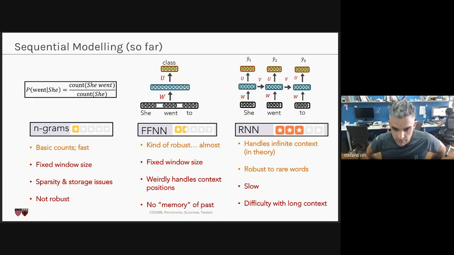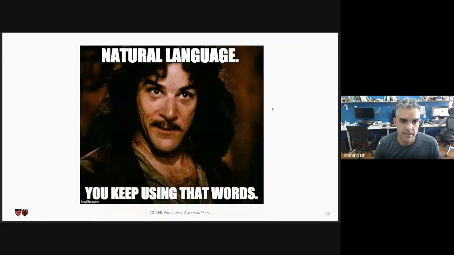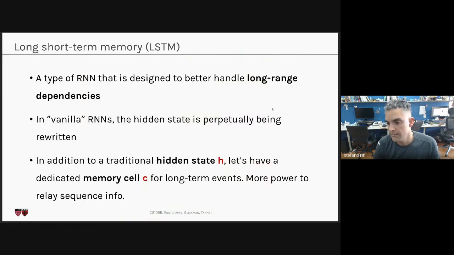Okay. So remember these three paradigms that we have seen so far. One is the n-grams, where we just use the counts of the sequence. Then we have feedforward neural networks, which are nice, but the window size is limited. And then we have RNNs, a sequential network, which is harder to train and slow. And then we want to move to LSTMs.